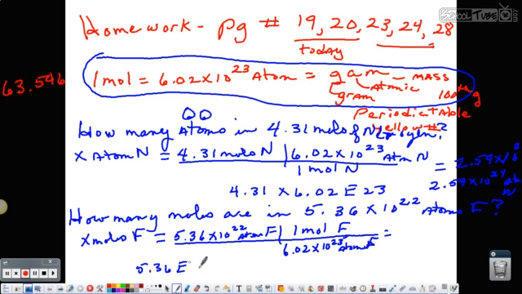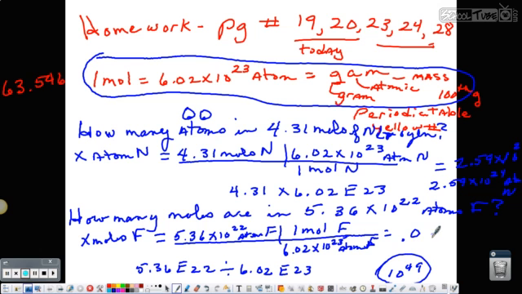Calculation. 5.36 E22 divided by 6.02 E23. If you come out with some number like 10 to the 49th, you have messed up. There are no numbers that you will ever get that are 10 to the 49th. You put it in your calculator wrong if you get that number. So go back and put it in your calculator correctly. So we're going to put in 5.36 E22 divided by 6.02 E23.